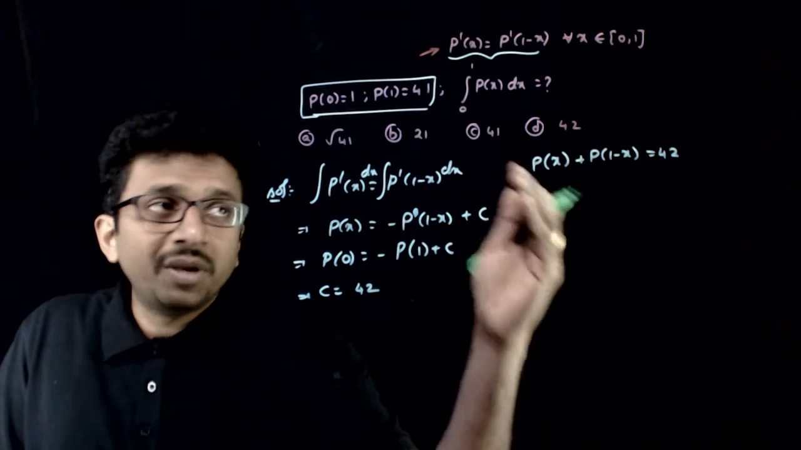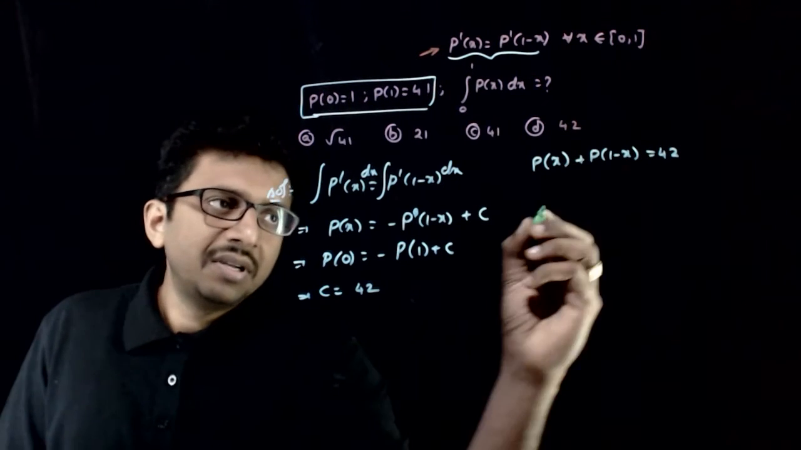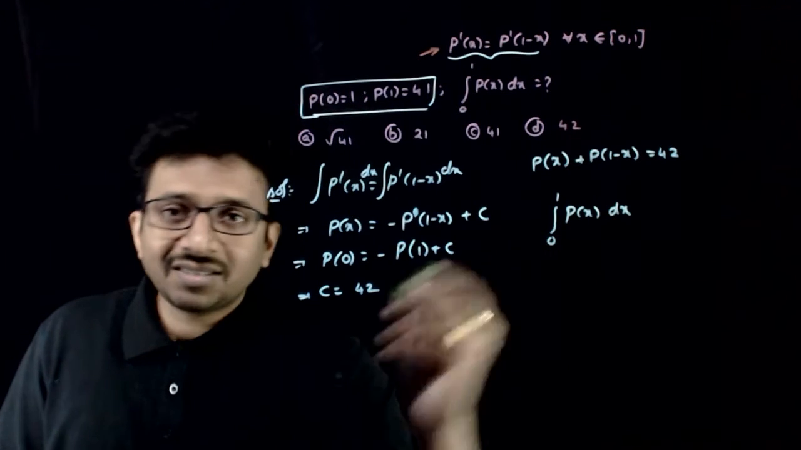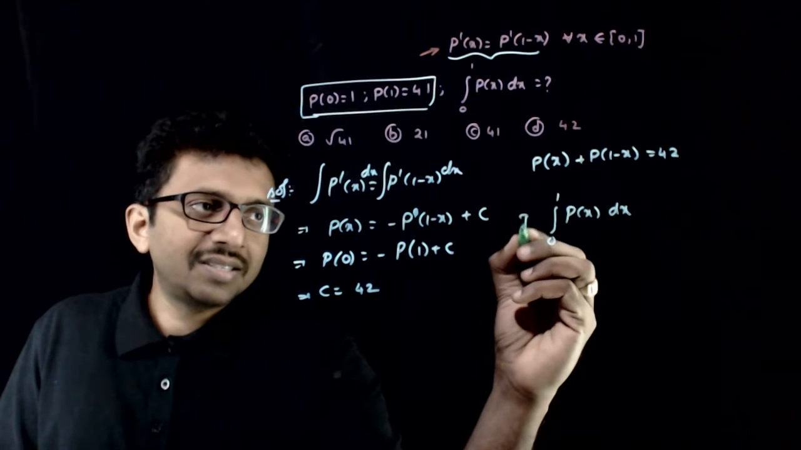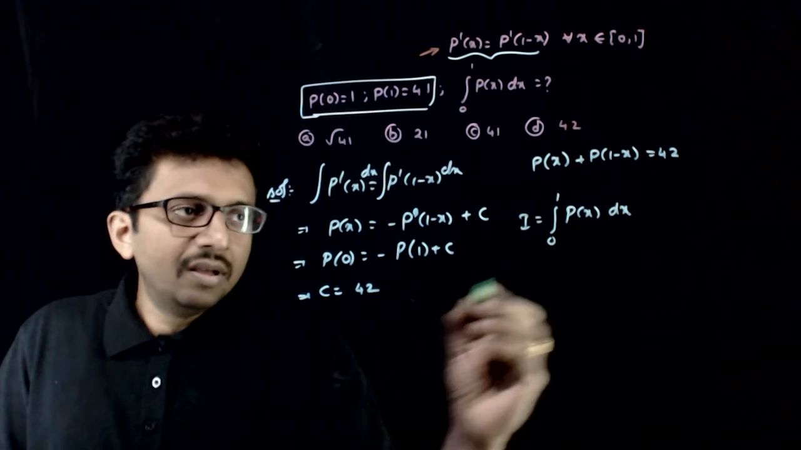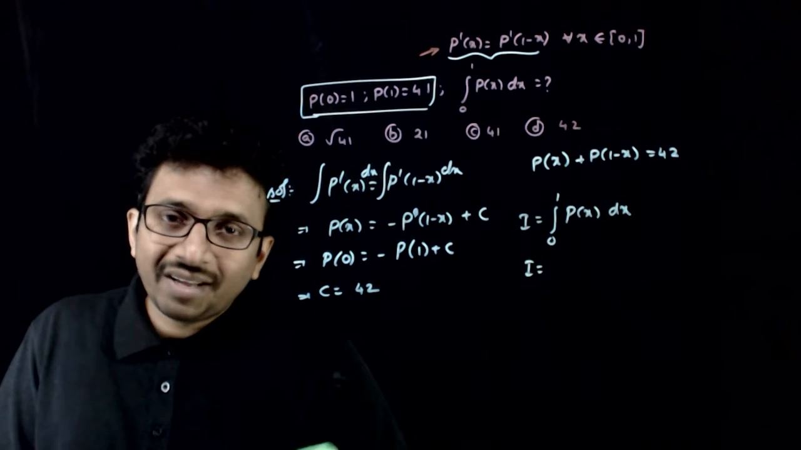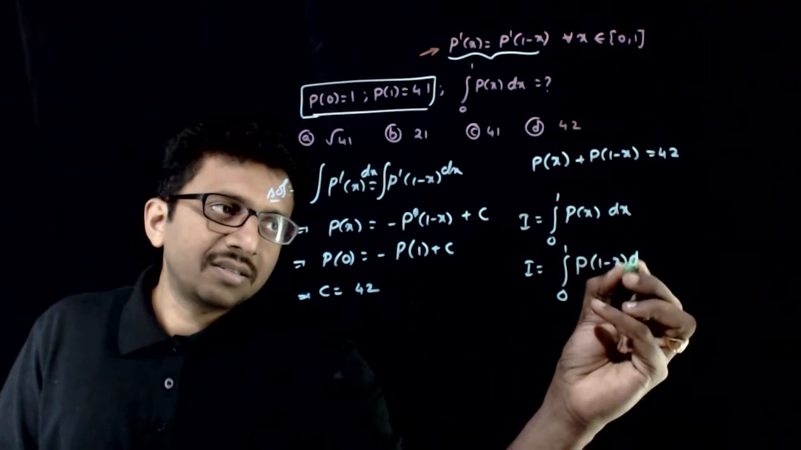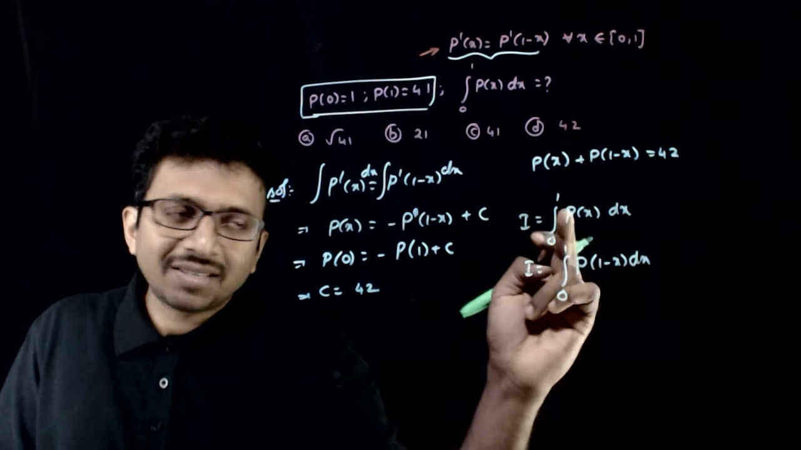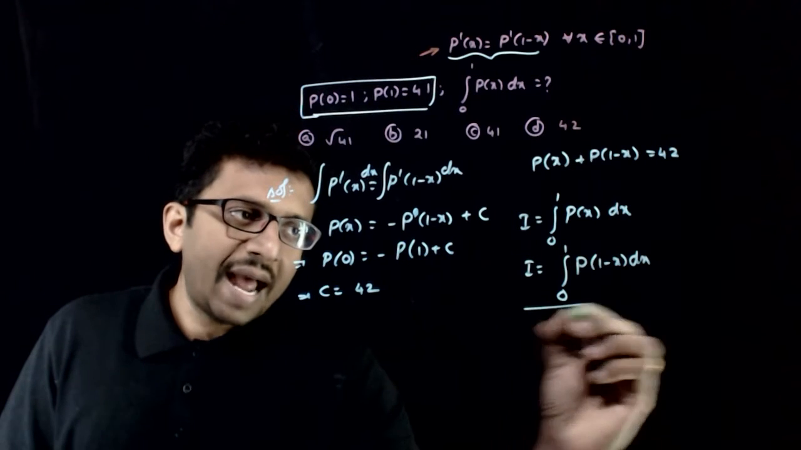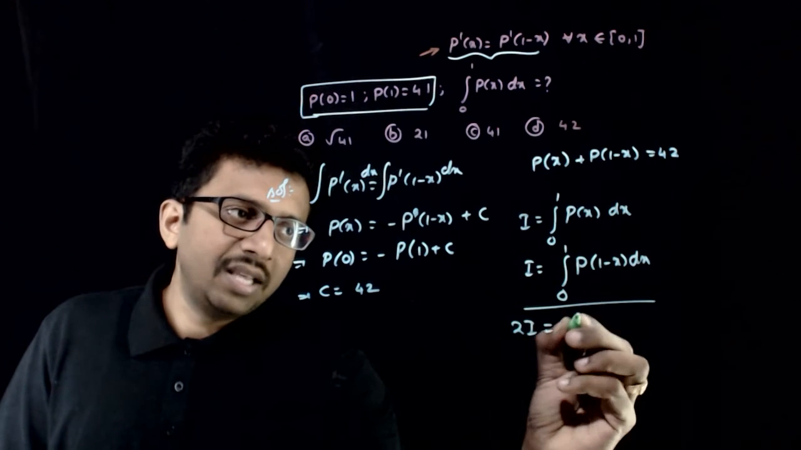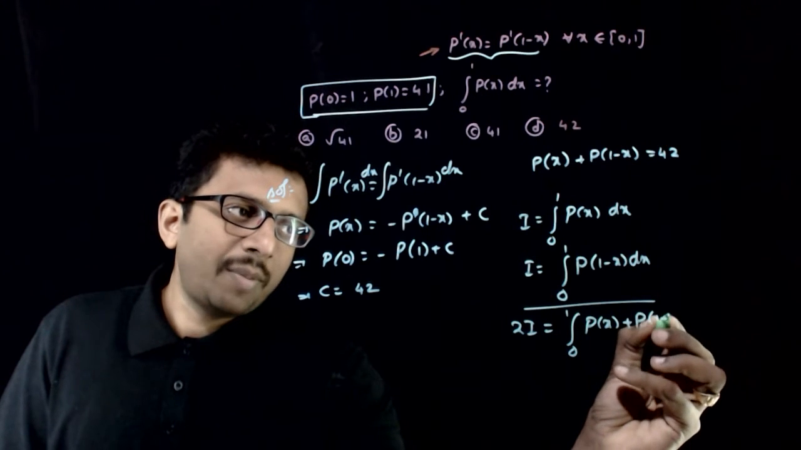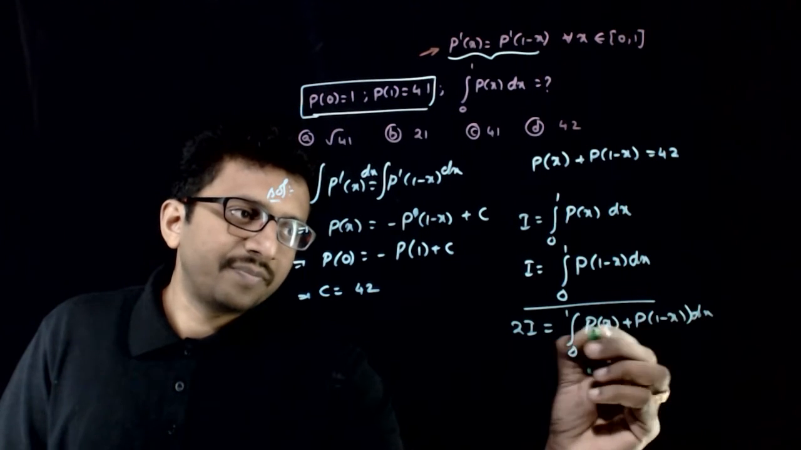So how can you use this information to find the integration? So the integration from 0 to 1 of p of x dx, this is what is asked. So let us say that this is equal to I. So from the properties of definite integral, you can also write this as the integral from 0 to 1 of p of 1 minus x dx, right? I can put 1 minus x in the place of x. So if I add these two, 2I is equal to the integration from 0 to 1 of p of x plus p of 1 minus x dx.